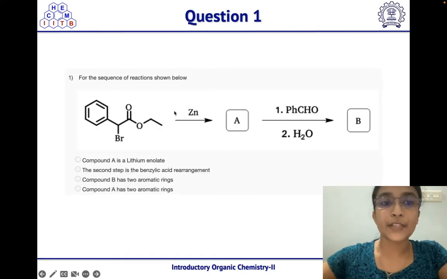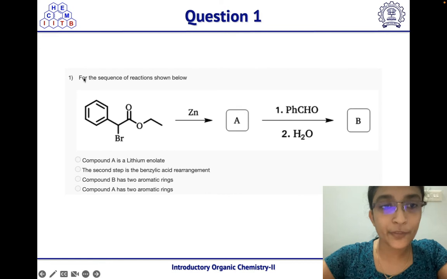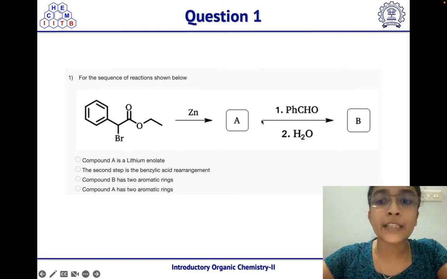So, going to the first question. This is question number 1. For the sequence of reactions shown below, they have given an alpha bromoester treated with zinc to get a compound A. Then they treated it with benzaldehyde and water to get compound B. Here they have given some options: compound A is a lithium enolate; the second step is the benzilic acid rearrangement; compound B has two aromatic rings; compound A has two aromatic rings. So we have to find which is the right statement among these four statements.